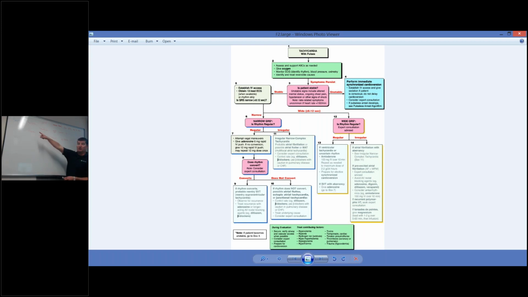But really, all I have to know is my rhythm was fast, greater than 150, greater than 180. Is it wide or is it narrow? If it's wide, are they stable or unstable? And that's what I'm doing. I don't care. If it's fast and they're unstable, it doesn't matter if it's wide or narrow, right? I'm doing the same thing. I'm cardioverting, and this is a patient with a pulse. Okay? Simple as that. All right.